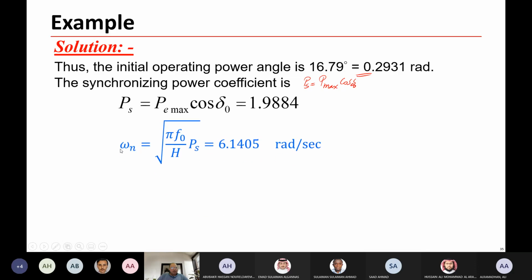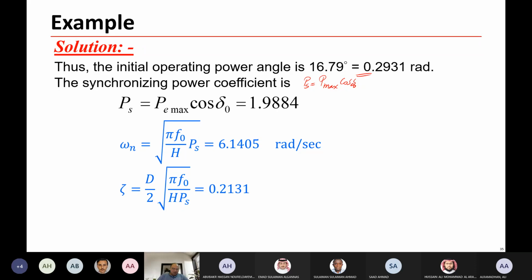And of course, you can get the omega n, which is the square root of this. We already derived this before. This is omega n equal to square root of pi F0 over H times Ps. So you can write here the omega n. Omega n is the natural frequency of the oscillation. Zeta equal to D over 2 square root of this. So you can calculate the damping. And we are just substituting in this equation that we derived earlier.